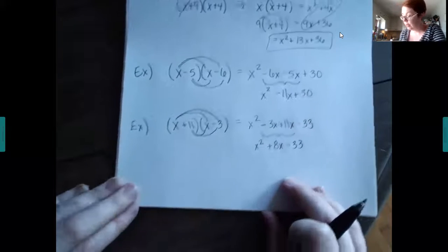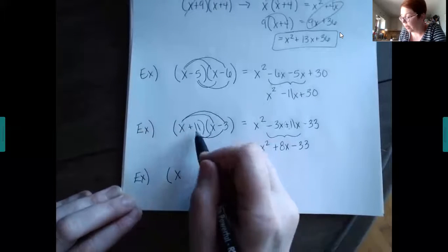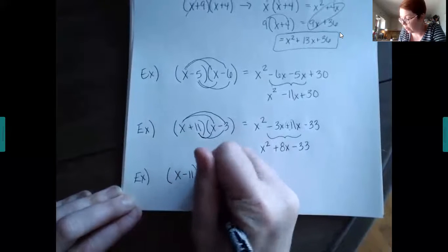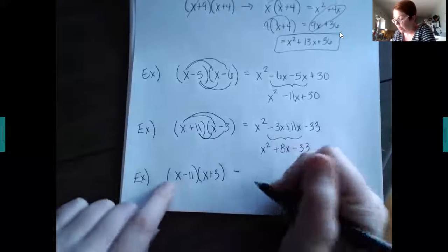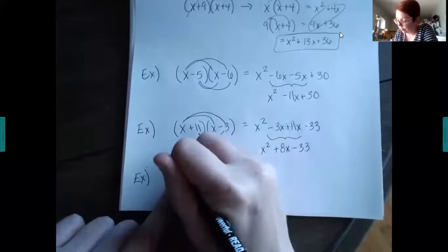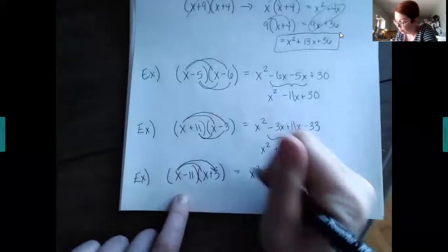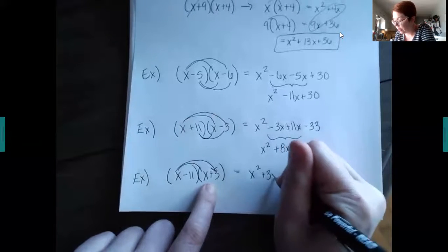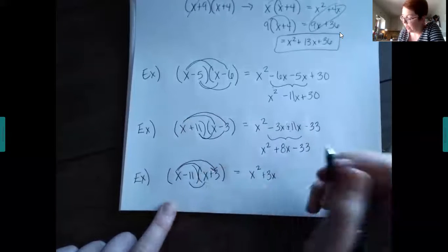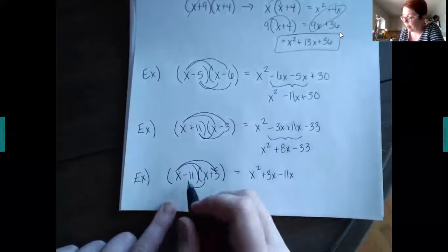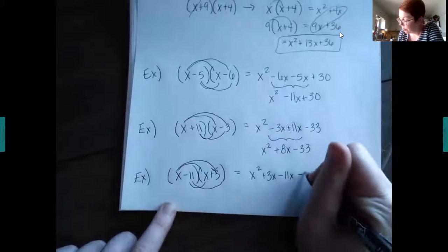Because if we had this switched around, instead of x plus 11, let's say we had x minus 11 and x plus 3. Okay. We still get x times x, so that'll still be x squared. And now when we multiply this x to this 3, this is a positive, so now we have a positive 3x here. When we multiply this negative 11 with this x, we get a minus 11x. When we multiply negative 11 times 3, we still end up with a negative 33.